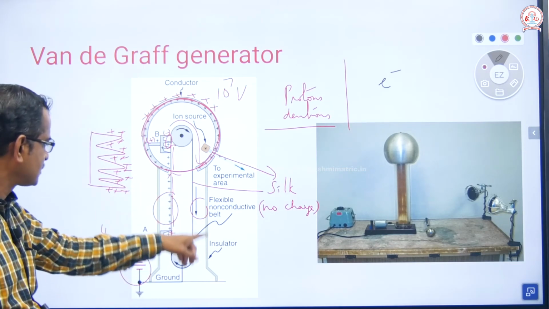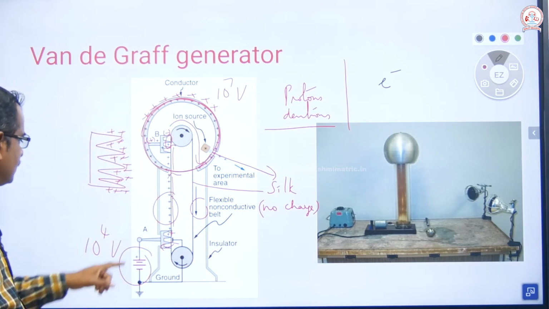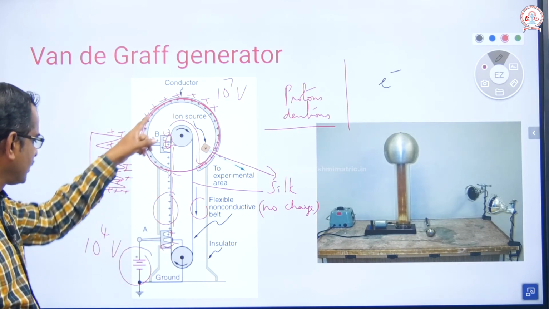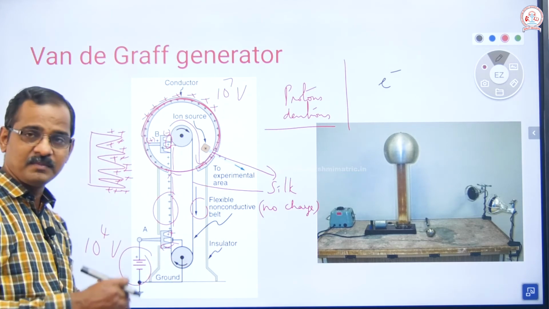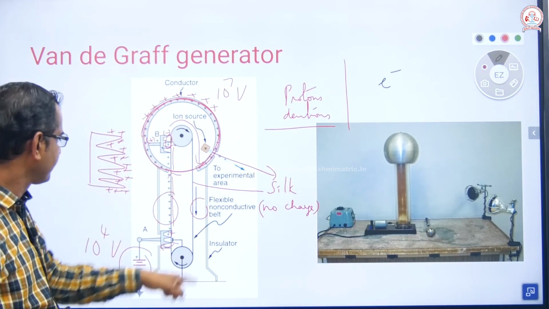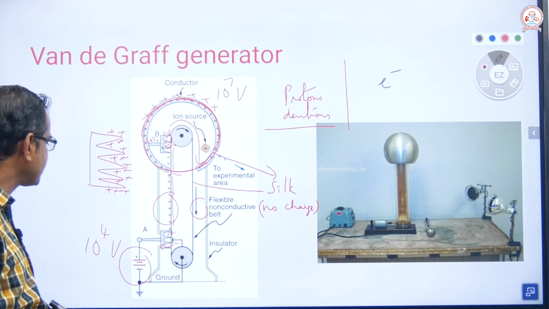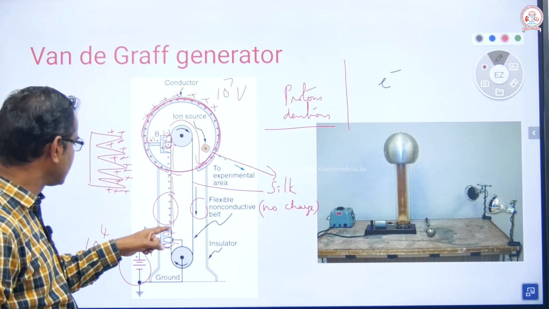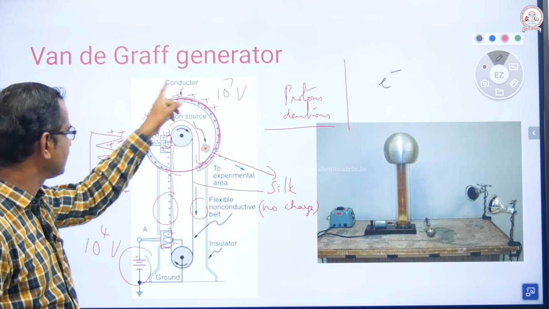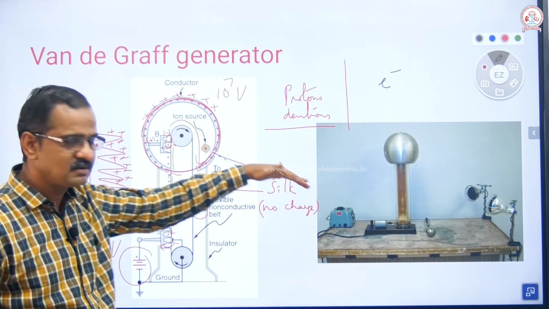It has a big pillar made up of insulator, and a big metallic sphere is kept there. Two combs, A and B. Two pulleys are here, and this belt is rotated over these two pulleys, and the bottom pulley can be rotated with the help of an external motor. The positive charges stick to the belt here, and the belt goes up. That induces charges. The resultant induced positive charges are on the sphere, and these positive charges can be taken out.